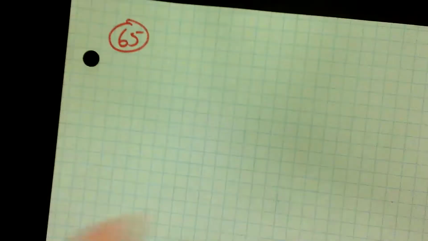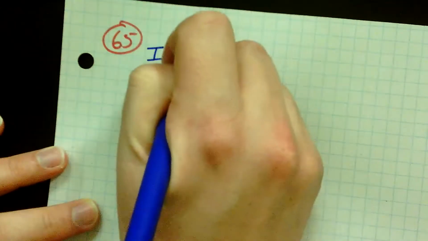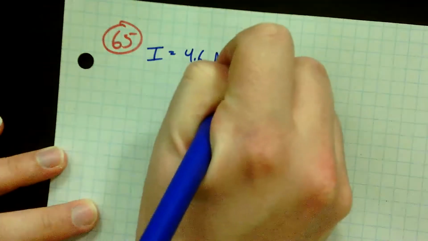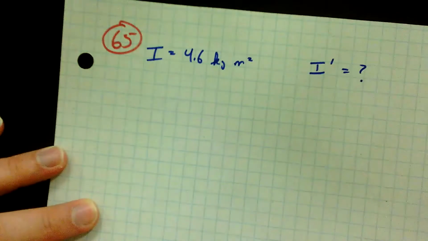All right, number 65. A figure skater can increase her spin rotation rate from an initial rate of 1 revolution every 1.5 seconds to a final rate of 2.5 revolutions per second. Her initial moment of inertia is 4.6. What is her final moment of inertia? So what I'd say here is, okay, initial moment of inertia is 4.6, and I'm trying to find I prime, right?